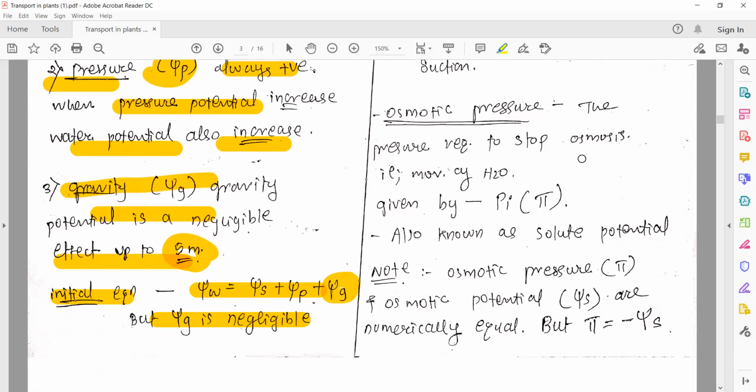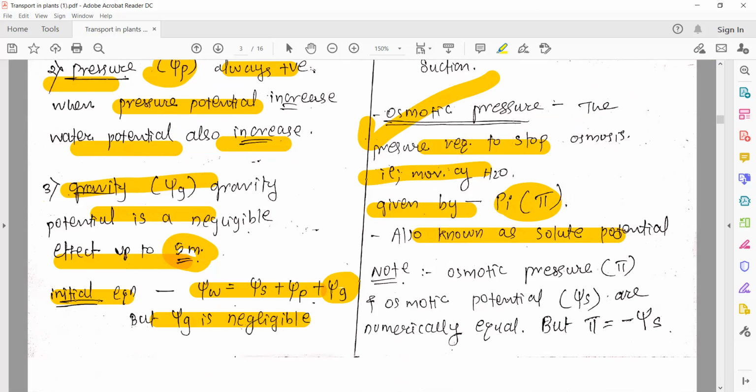So let's move ahead with respect to the osmotic pressure. This is the very next topic which we are discussing right now. The pressure which is required to stop the osmosis, that is the movement of the water completely, is known as the osmotic pressure. It is always given by the pi. Okay, keep this again in your mind. Very, very important. Also known as solute potential.